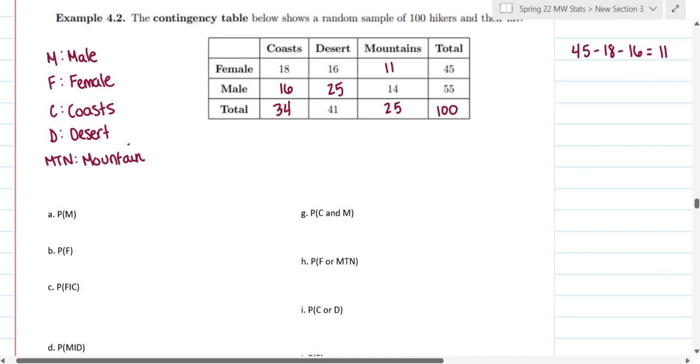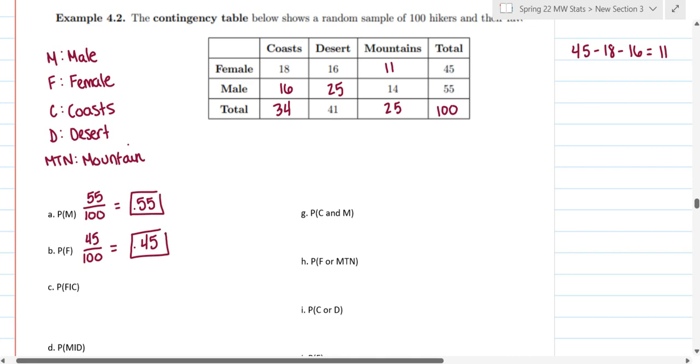All right, so first P of M, so probability of a male. Total number of men, 55 out of 100, so 0.55. For C, probability of female, how many females? 45 out of 100, 0.45.